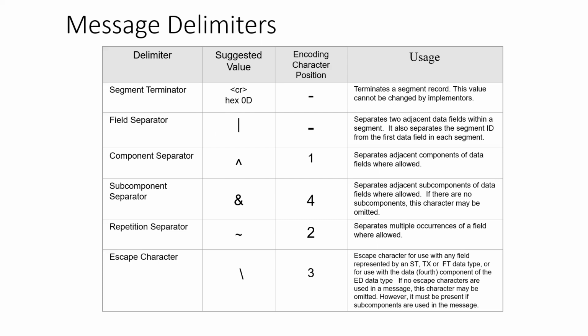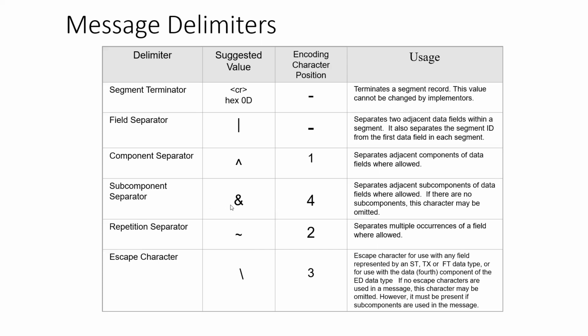So as long as there is no division in the field, you will not see this particular component value. But if a field is further divided into components, then each component is separated with the help of this symbol called caret.